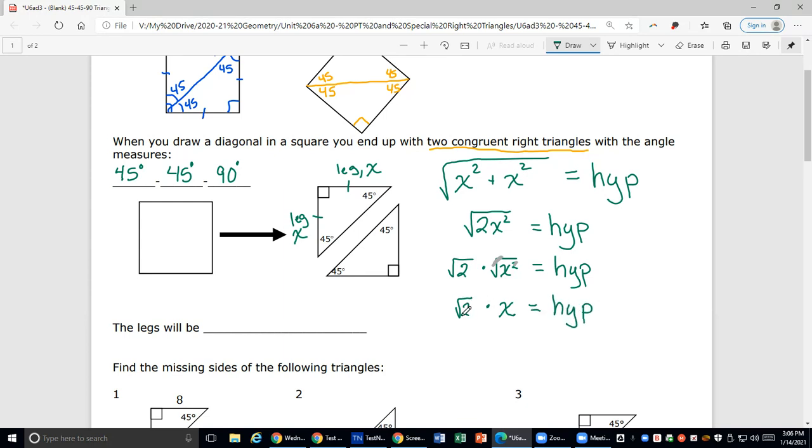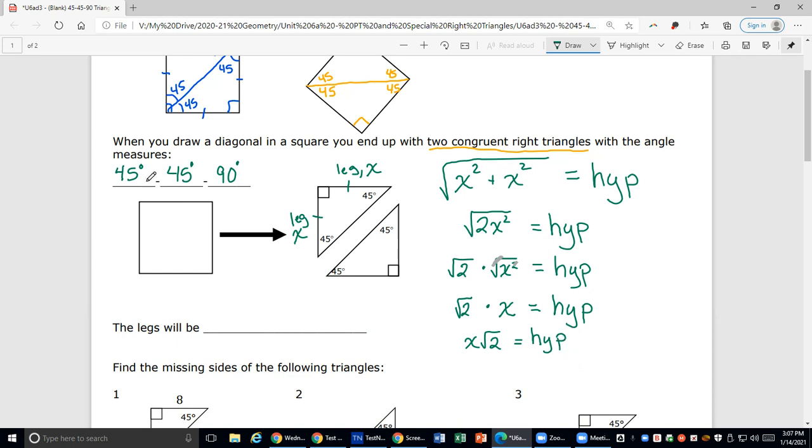When we have square roots of 2 times a variable or times any number that's not inside the square root, there's always an order we write them in. Like if I'm doing x times 3, I'm going to write that as 3x. The number comes first. Anytime you have a square root, you're going to write that last. So really the way I would write this is x square root of 2 is going to be my hypotenuse.